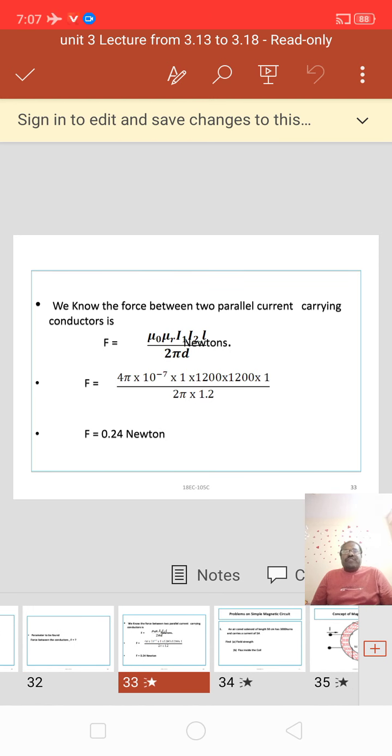Next, we know the force between two parallel current carrying conductors is F equal to mu naught mu r I1 I2 into L by 2 pi d newtons. F equal to mu naught value 4 pi into 10 power minus 7, mu r value 1 into I1 value 1200 into I2 value 1200 into 1 by 2 pi into 1.2. We get the value force F equal to 0.24 newton.